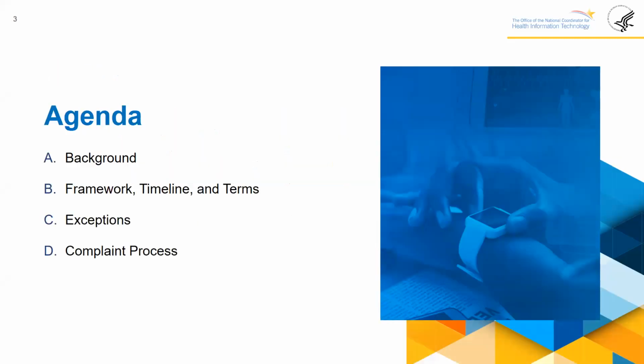So our agenda today focuses on a couple of different parts. We're going to start with some of the background, the parts that led us to the development and the finalization of the rule. Then we'll talk about the framework, the timeline, and some of the terms that attach. And lastly, the exceptions and the complaint process. Let me start with the background.